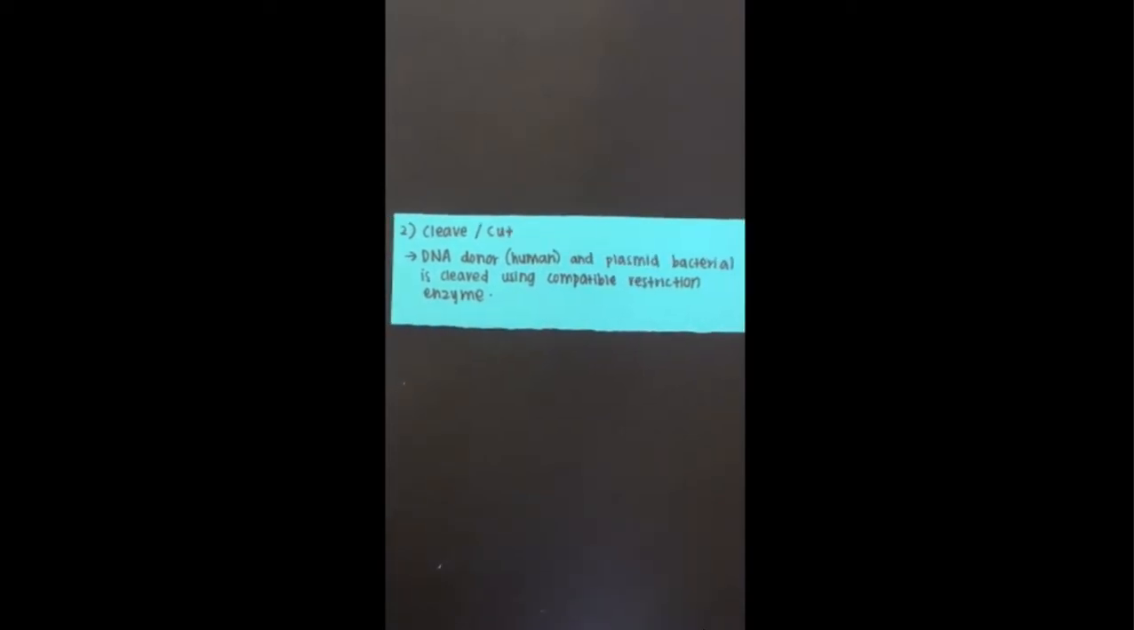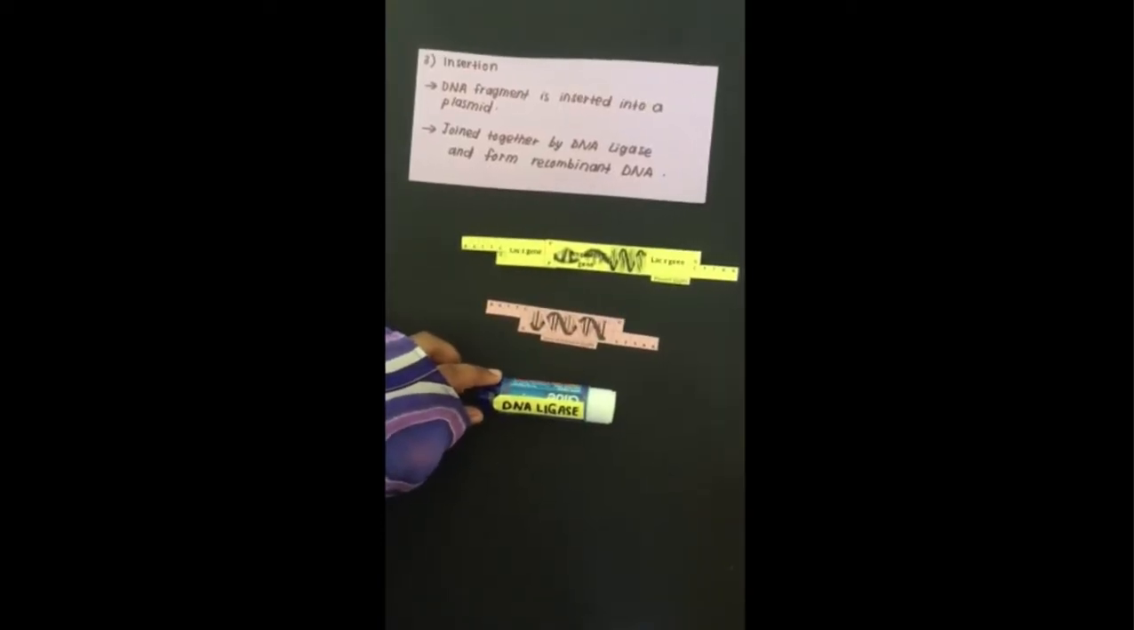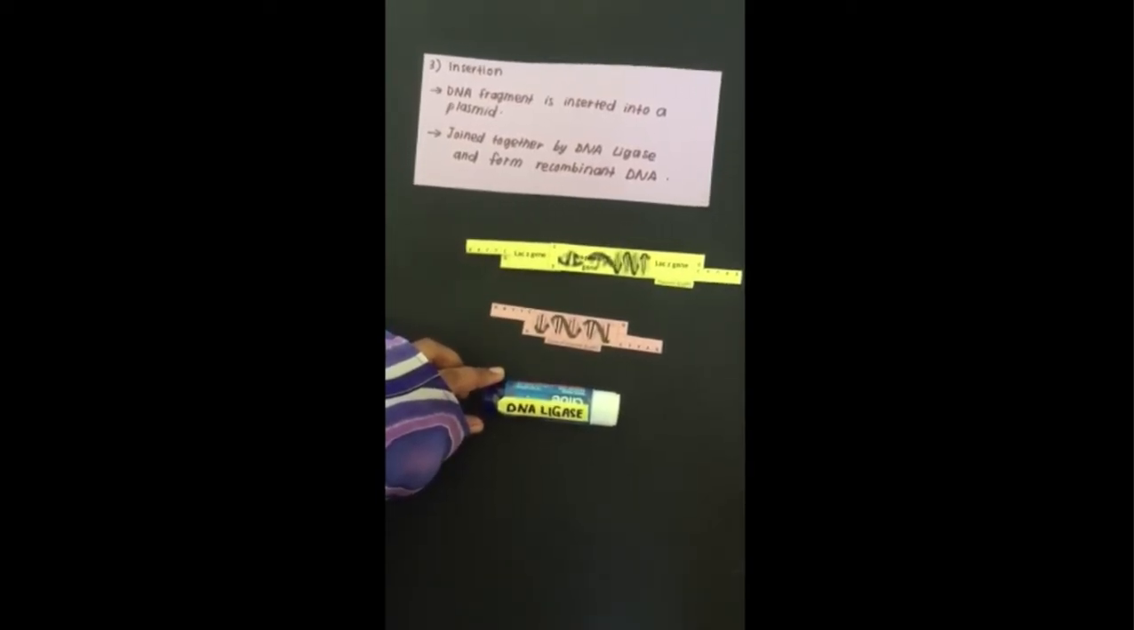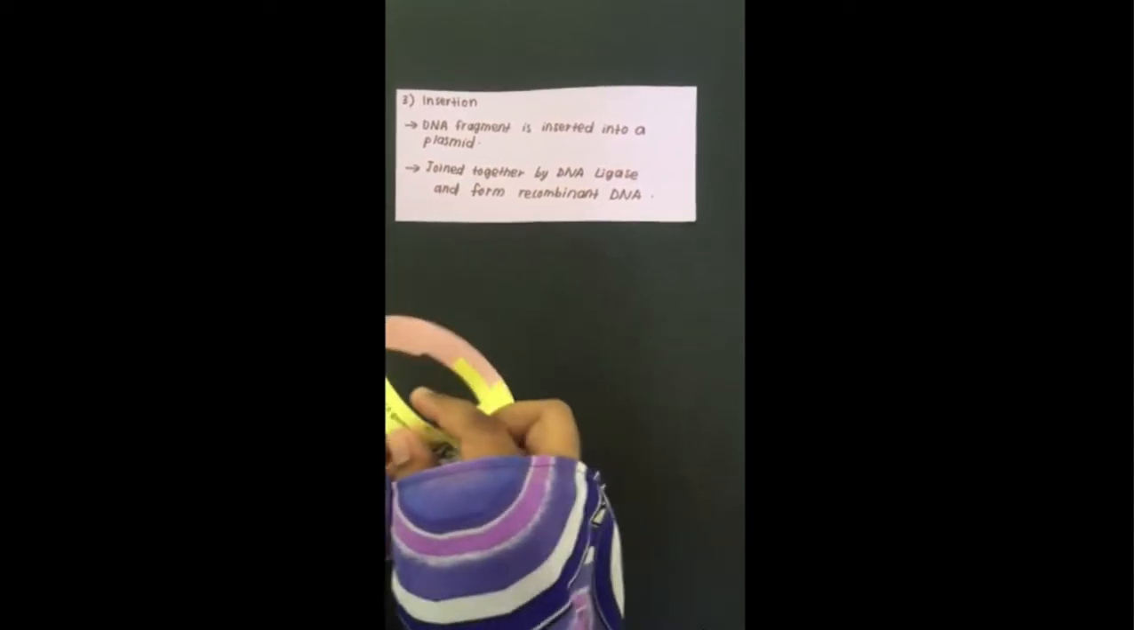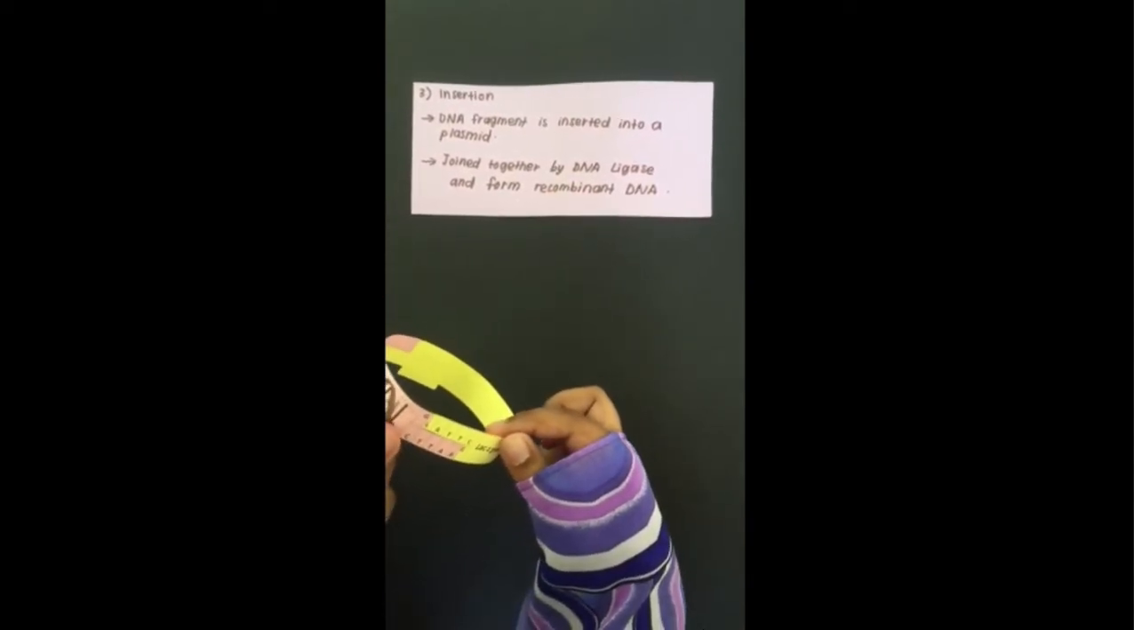Second is cleave. The donor DNA and the bacterial plasmid are cleaved using a compatible restriction enzyme. The third step is insertion. The DNA fragment is inserted into a plasmid and joined together by DNA ligase to form recombinant DNA. This glue represents DNA ligase, which is used to stick the plasmid and gene of interest. This is the result when the plasmid and gene of interest are joined together by DNA ligase.